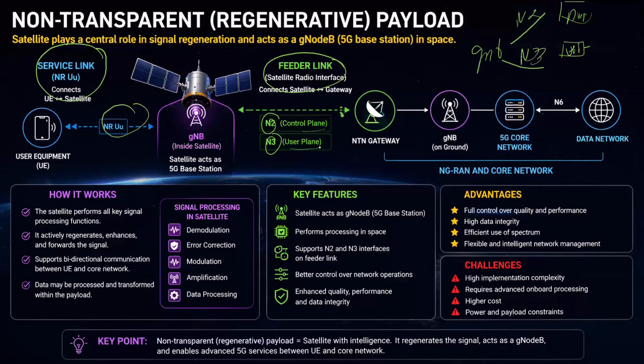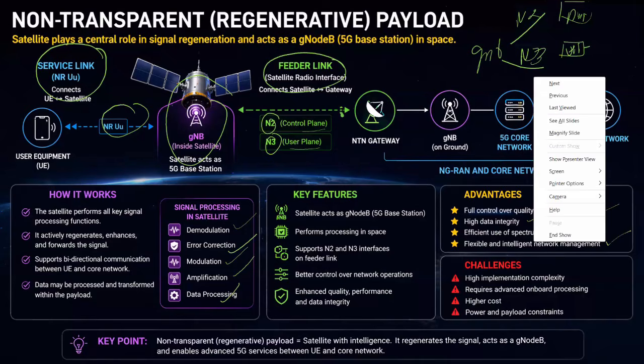So here in the non-transparent mode, the satellite will be working as a gNodeB. You can see this satellite acts as a gNodeB. In this payload, the gNodeB actively enhances the signal. It is completely processing the signal, doing various things like demodulation, error correction, modulation, amplification, and data processing. In this case, the operator has lots of advantages like full control over quality, high data integrity, efficient use of spectrum, and flexible and intelligent network management.